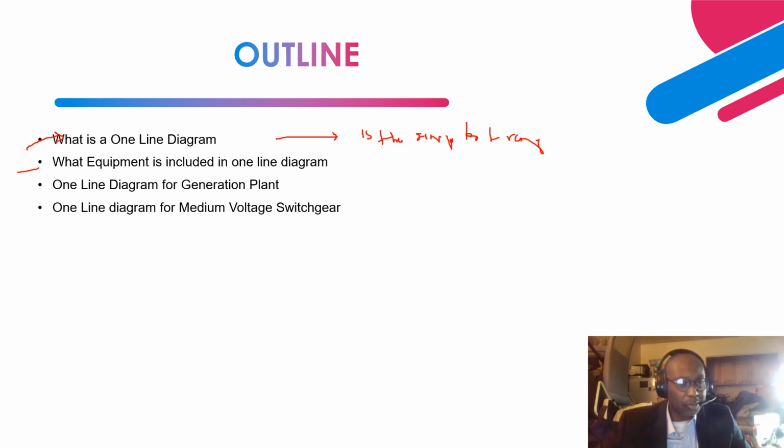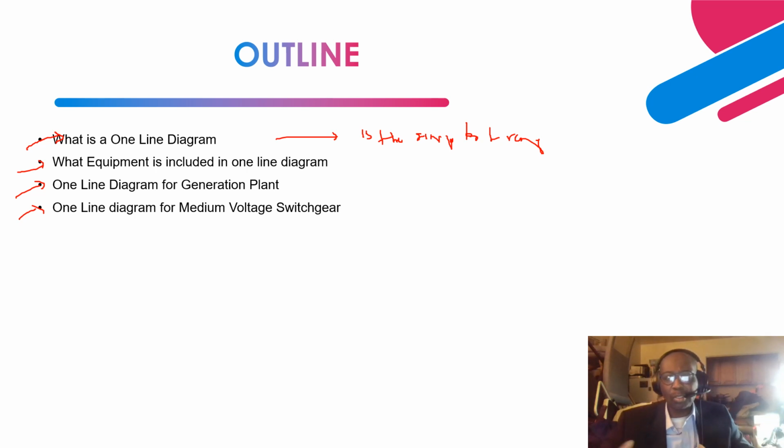Next, we'll talk about all the equipment that are part of a one-line diagram, what equipment consists of the whole composition of a one-line diagram. Then we'll talk about different one-line diagrams, starting from the generation point. So we'll talk about a one-line diagram for a generation facility, a generation plant. Then we'll move on to a one-line diagram for a medium voltage switchgear.